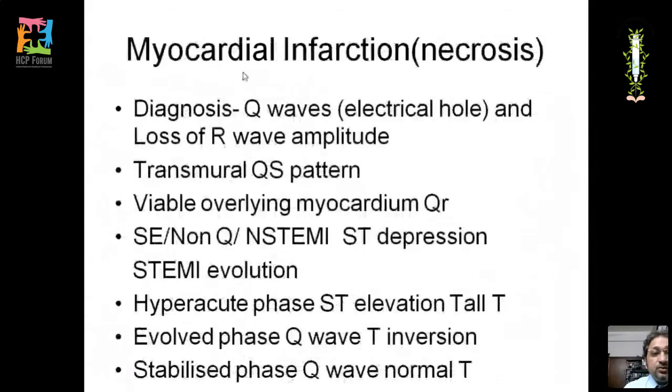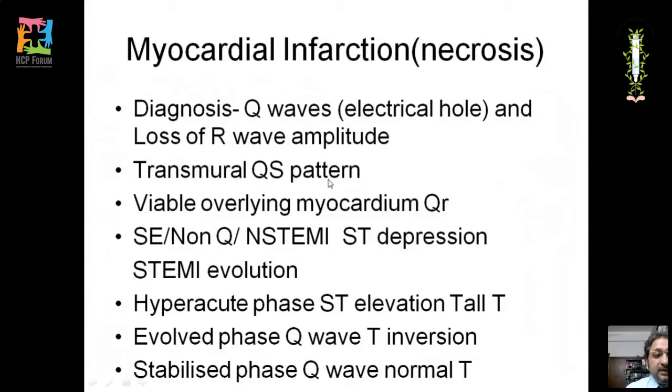So what happens when, after the injury, infarction occurs, that is, the actual muscle necrosis occurs? The diagnosis will depend on the presence of the Q waves. Why does this occur? Because an electrical hole is created because of the formation of the scar tissue, and the loss of R wave amplitude because of the loss of the muscle or the myocardium. And therefore a transmural infarct will have a QS pattern.